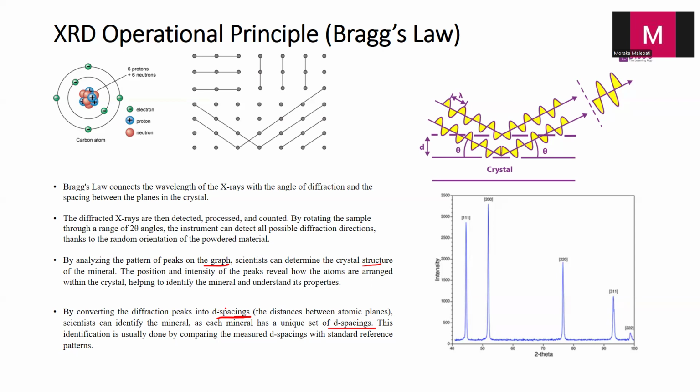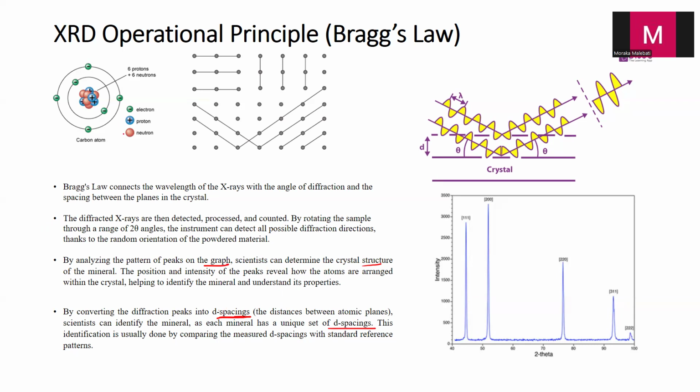So if you were to compare the d-spacing of each mineral with the standard reference, then you'll be able to identify the different minerals. So basically, that's how it works. I hope it makes sense.